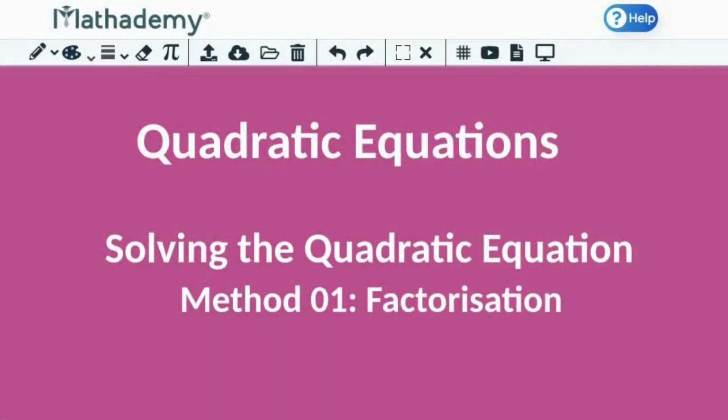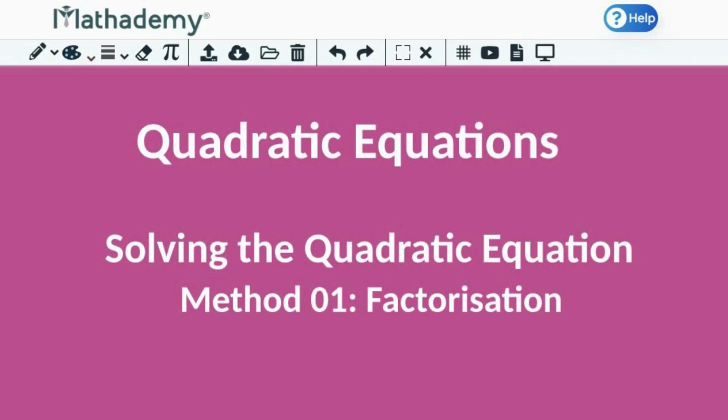In the previous video, we learned what roots are and how to determine the nature of the roots of a quadratic equation. In this video, we are going to discuss how to determine the roots of a quadratic equation. To determine the roots of a quadratic equation, we have three methods, namely the factorization method, the completing the square method, and the formula method. Out of these, in this video, we will learn the factorization method.